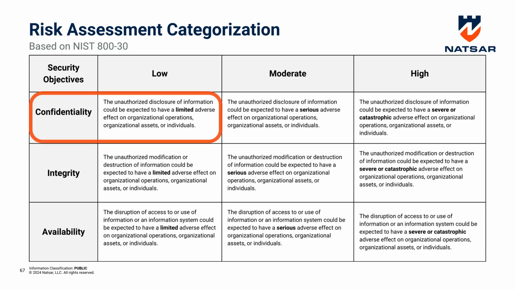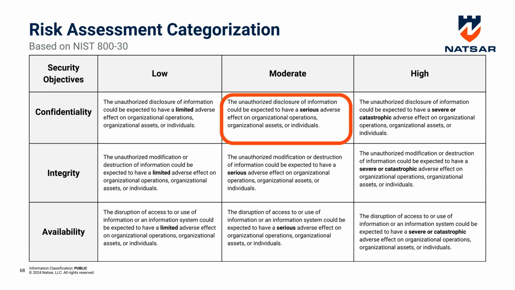So confidentiality low would say the unauthorized disclosure of information could be expected to have, and I've got it bolded, a limited adverse effect on organizational operations, organizational assets, or individuals. If we went to moderate, it would have a serious adverse effect, and high would be severe or catastrophic. And the same thresholds are used for integrity and availability. So when you're thinking through categorizing a system, and a system could be an entire global network with all computers and servers and networks and everything as one system, or it could be a single computer or an application or server that could be a system, depending on how you are using this.